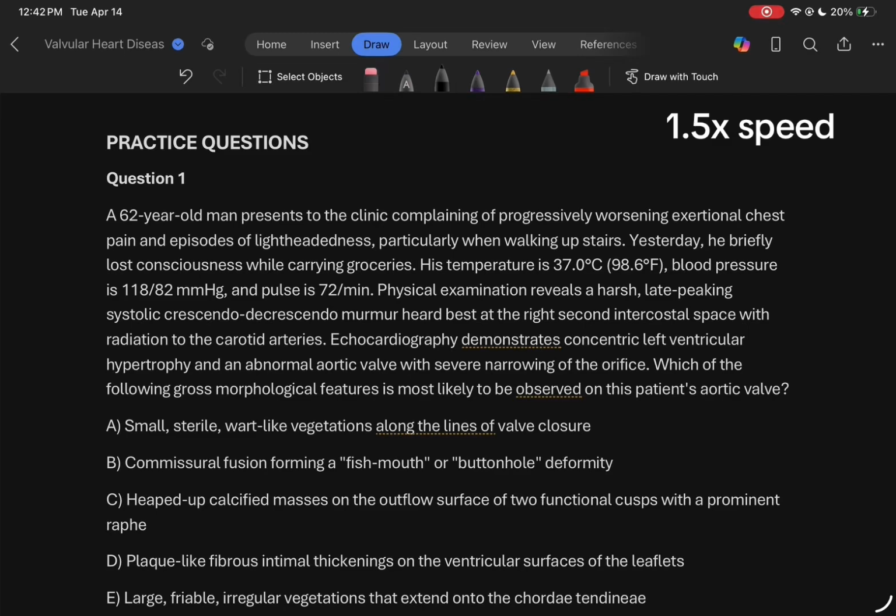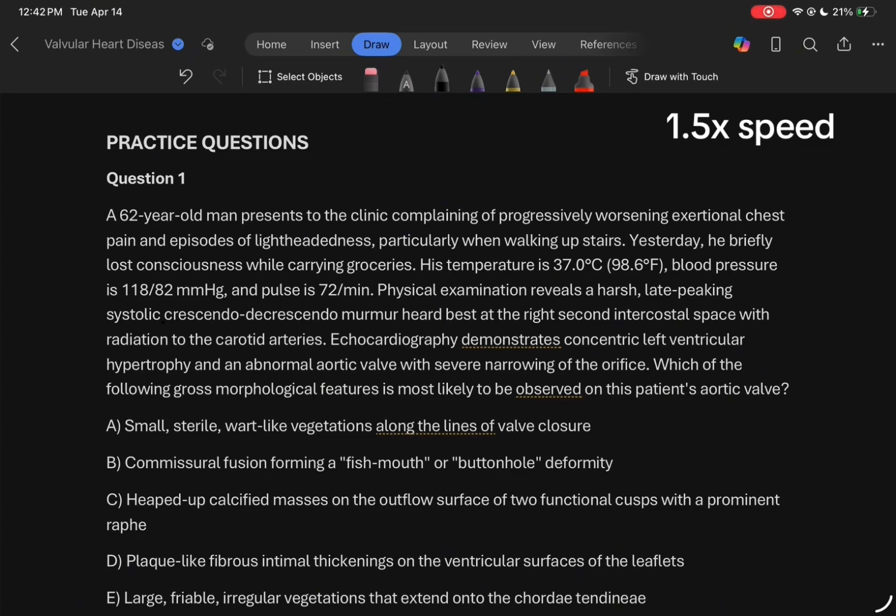Okay, so a 62-year-old male presents to the clinic complaining of progressively worsening exertional chest pain and episodes of lightheadedness, particularly when walking upstairs. Yesterday, he briefly lost consciousness while carrying groceries. His temperature is 37 degrees, which is normal. Blood pressure is 118/82. Pulse is 72. Physical exam reveals a harsh, late peaking, systolic crescendo-decrescendo murmur.